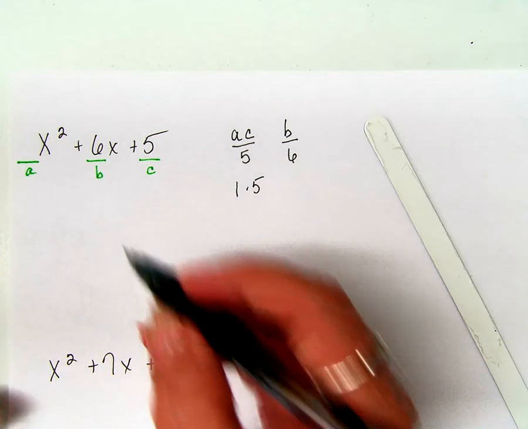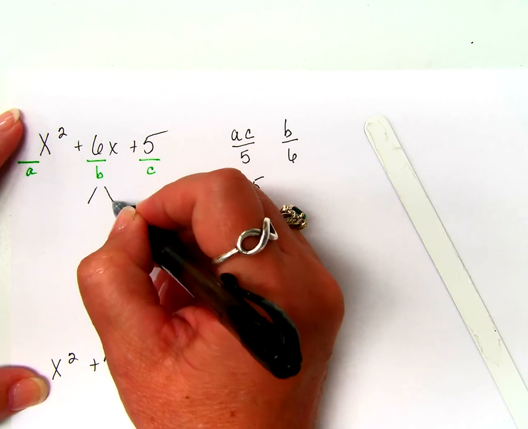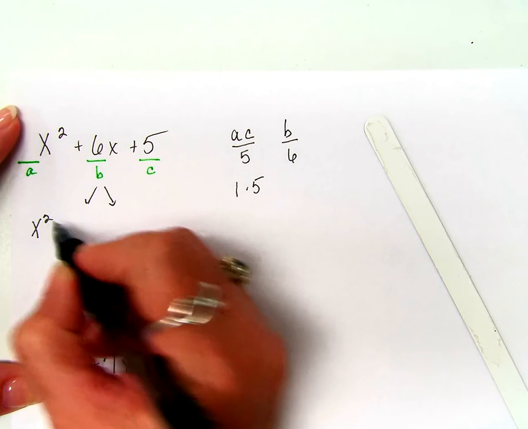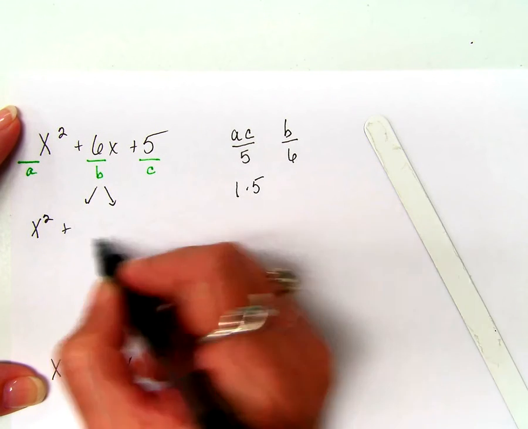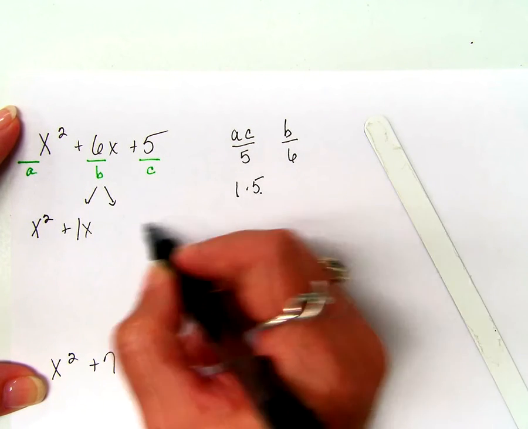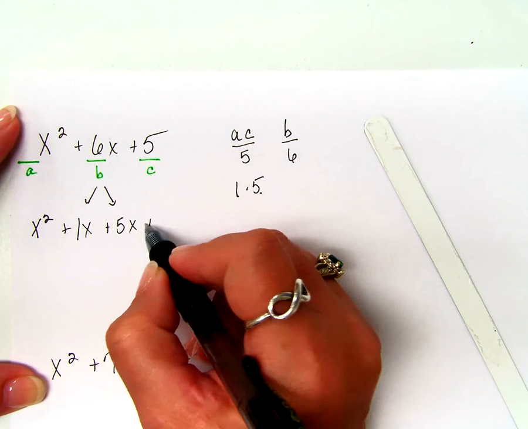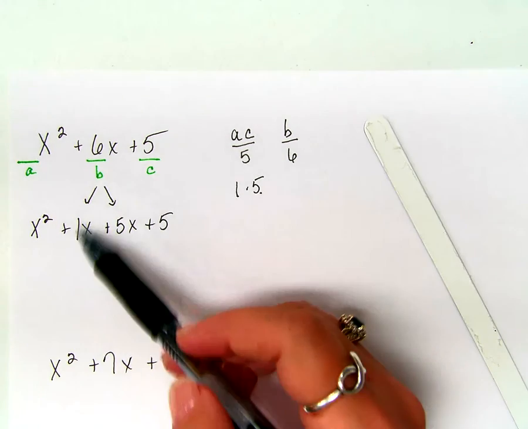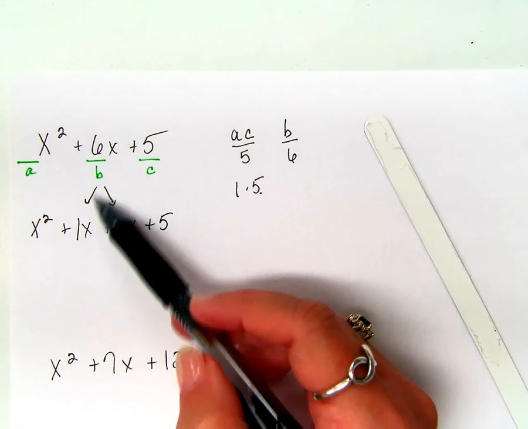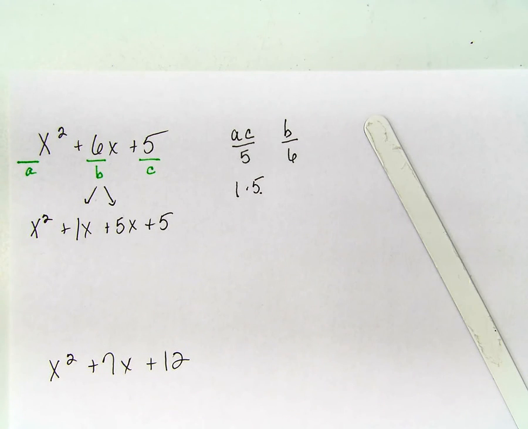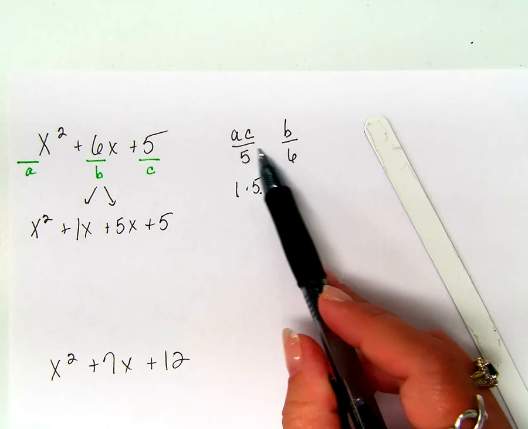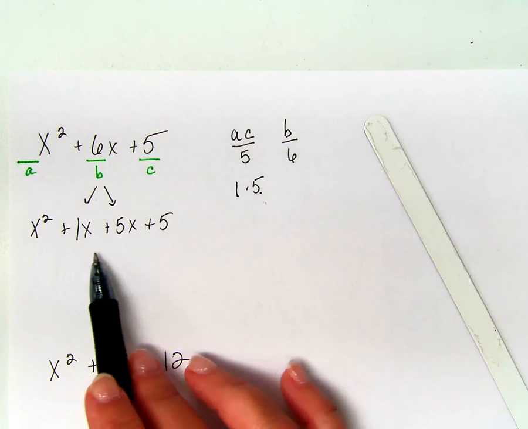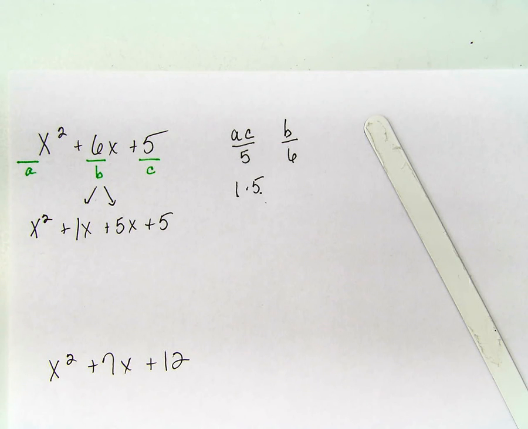Yes. So what I'm going to do is rewrite this equation: X squared plus 1x plus 5x plus 5. Do you see how I rewrote it, but I split my middle term into two parts? I got those two parts from doing my AC and my B. Oh, it's 4 terms. You guys are good at this.